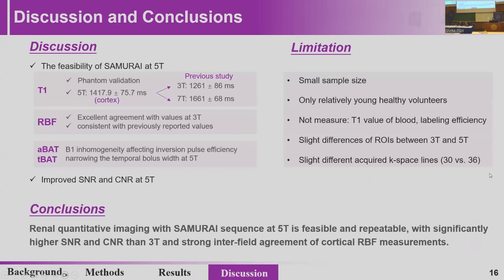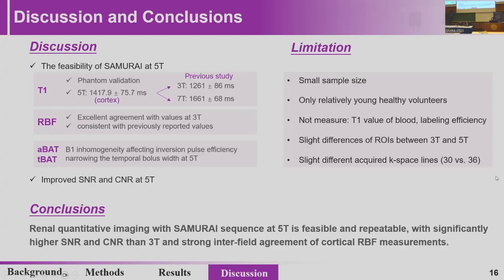As for the discussion, the study showed the feasibility of the saturated multi-delay technique at 5T, and the ABAT and TBAT results may be due to the B1 inhomogeneity affecting the inversion pulse efficiency, and the B1 inhomogeneity may narrow the temporal bolus width at 5T.